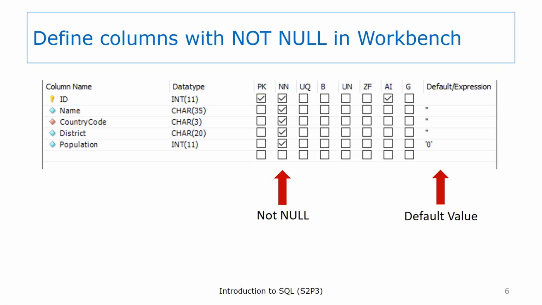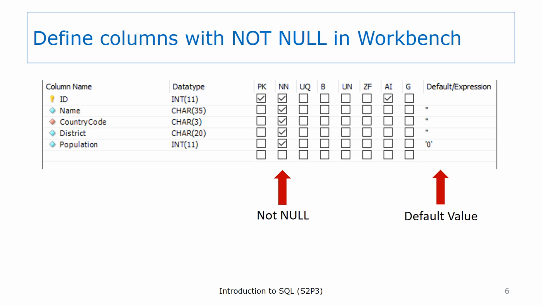On this slide, you see the column definitions for the city table that is in the World Database using the MySQL workbench. Going from left to right, you first see the column names. Next, you see the data types assigned to the columns. After data type, there is a section with a lot of checkboxes.